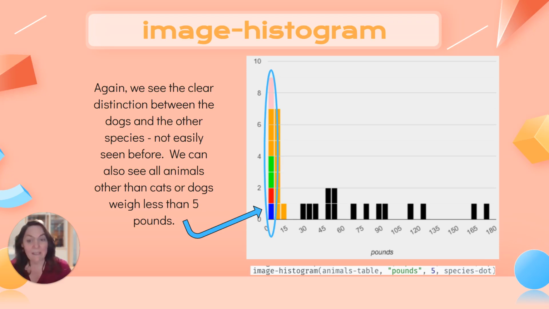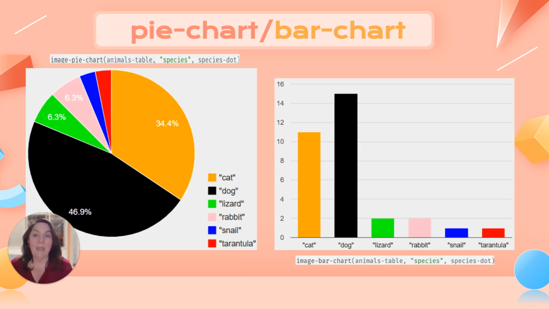As I'm analyzing this, I could see, whoa, almost all of the other animals weigh less than 5 pounds there in that histogram. I look at that first bin and all the other colors are there. So it helps you in your analysis to immediately get some answers. We also have image pie chart and image bar chart.